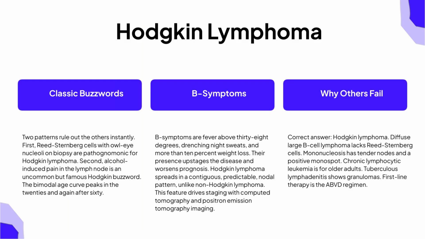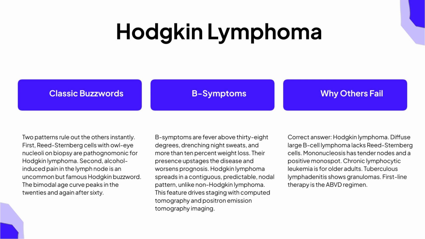This is Hodgkin lymphoma. Reed-Sternberg cells with owl-eye nucleoli are pathognomonic. The alcohol-induced lymph node pain is a famous, though uncommon, Hodgkin buzzword. The age peak in the 20s fits too. B symptoms, which are fever above 38 degrees, drenching night sweats, and weight loss over 10%, upstage the disease and worsen prognosis. Hodgkin spreads contiguously, node to adjacent node, which is why staging uses computed tomography and positron emission tomography.